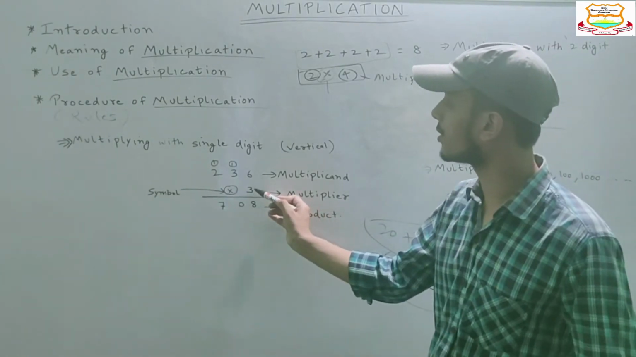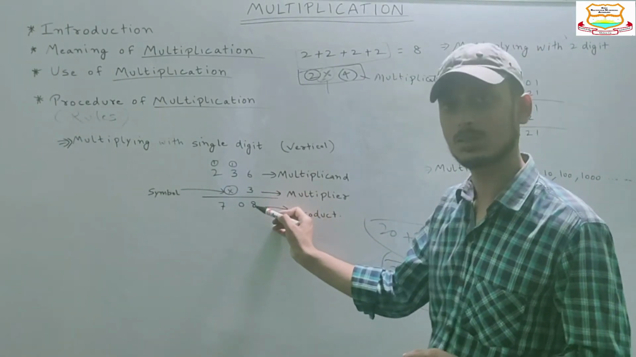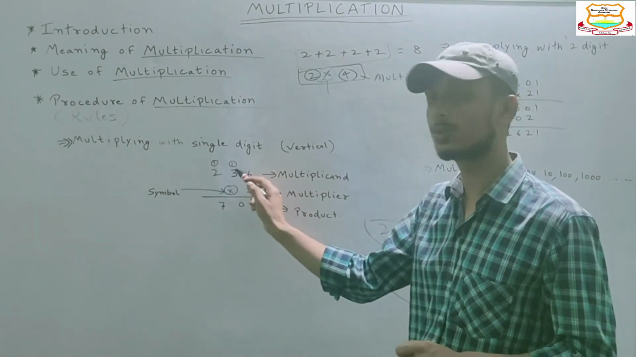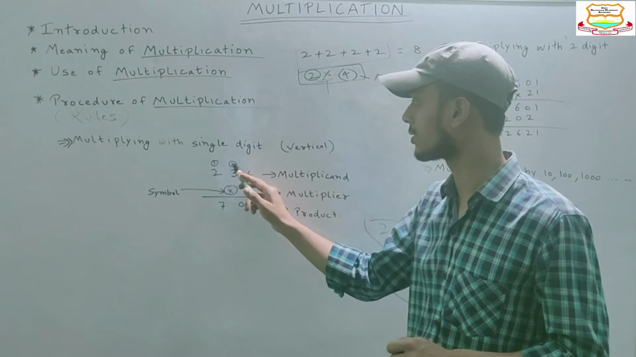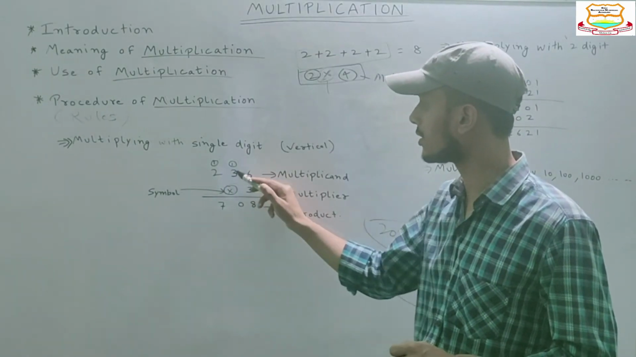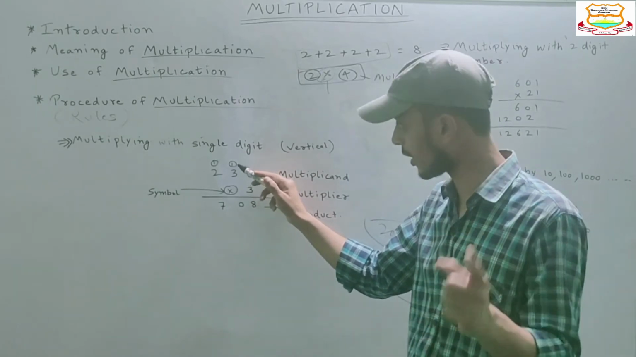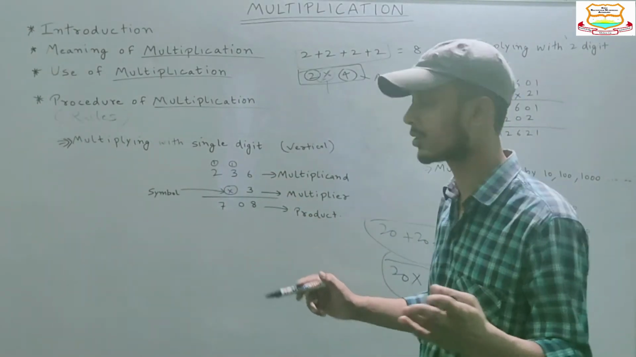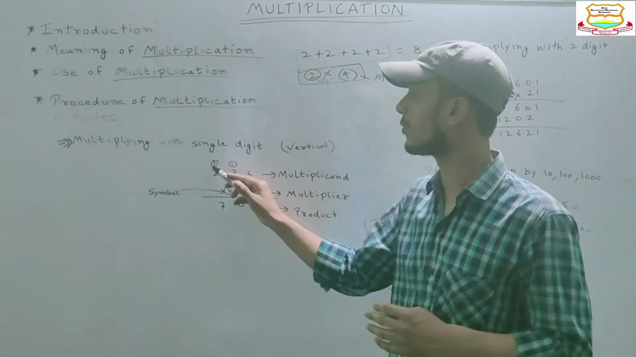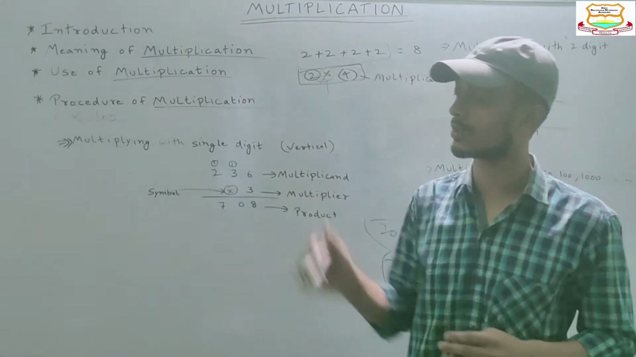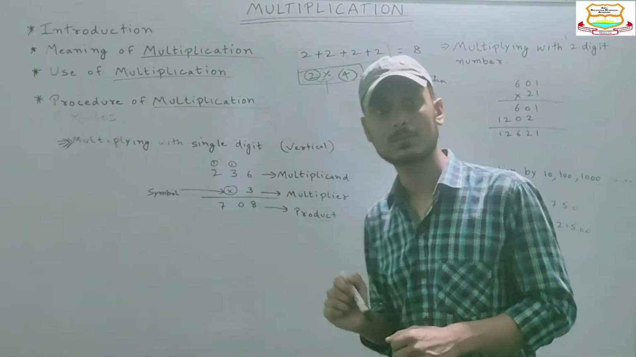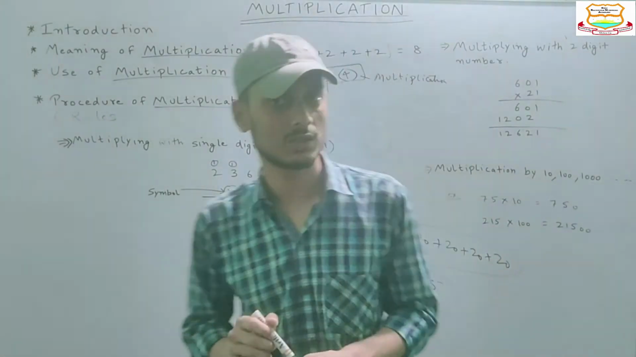So start multiplying 3 with 6. 3 sixes are 18. We have to write 8, and transfer the carry to the next digit. 1 is the carry. Now multiply with this tens digit. 3 threes are 9, and 1 we have to add, the carry should be added. Then 10. We have written 0, and 1 we have transferred as the carry to the next place value. 3 sixes plus 1 is 7. Got it? It is so simple.